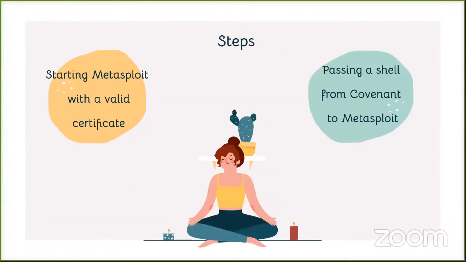So we are going to do this in two steps. The very first step is we are going to start Metasploit with a valid certificate. Then the other step is we are going to pass a shell from Covenant to Metasploit. As I had said earlier, we can pass a shell from any C2 to another different C2. But for an example today, we are going to pass a shell from Covenant to Metasploit.